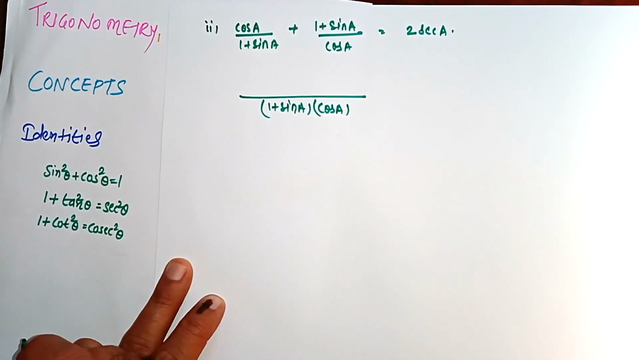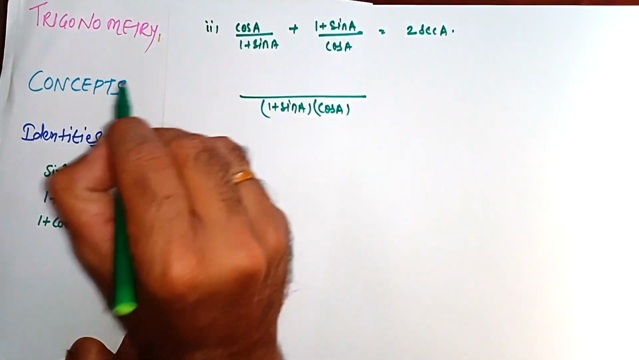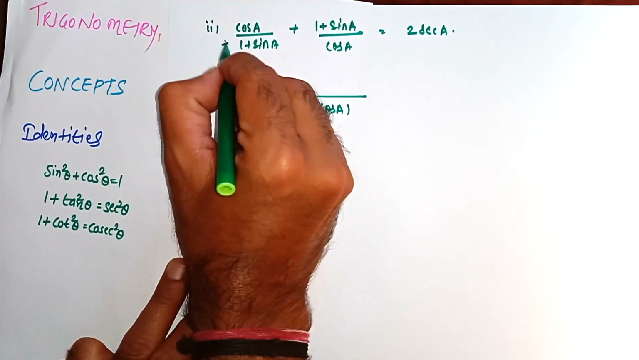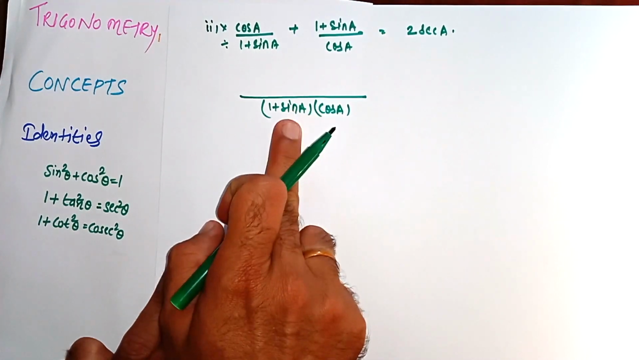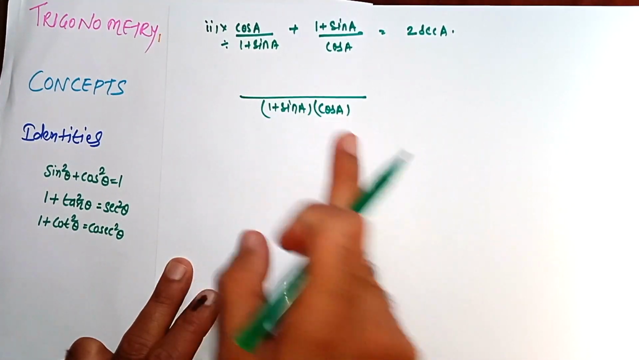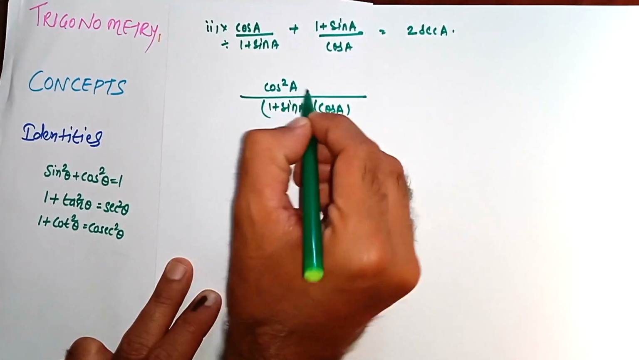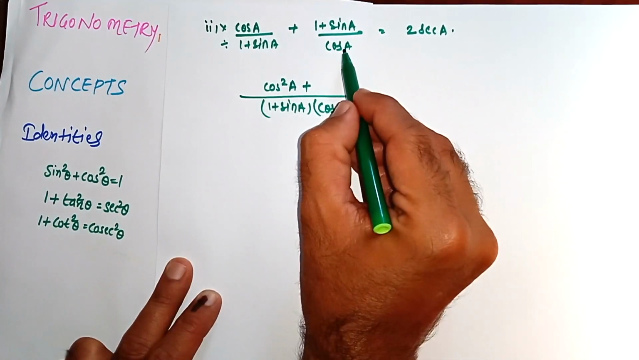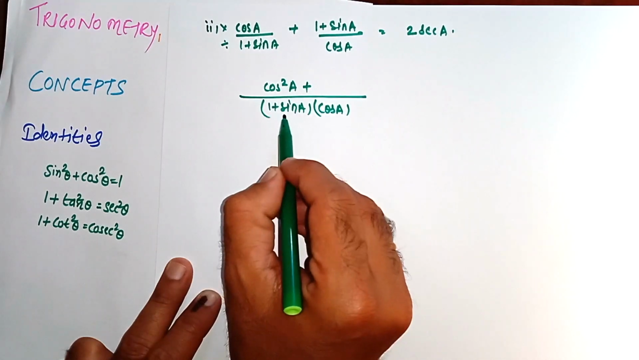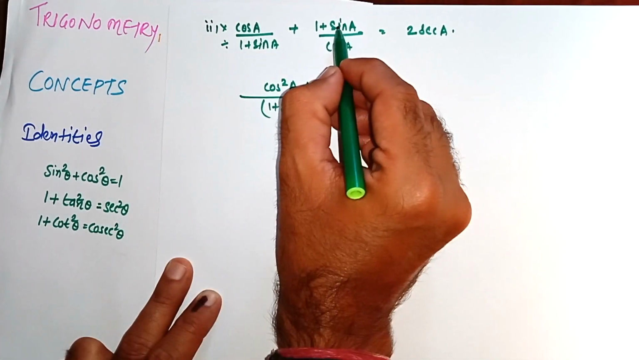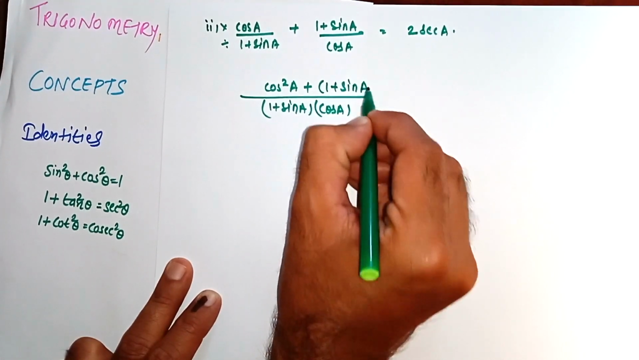So let's apply the divide and multiply rule. You should not write this in the exam paper, but to explain to you, we divide and multiply. You see, 1 plus sin A is divided by 1 plus sin A, which is 1, and we are left with cos A. This cos A will be multiplied by this cos A, which will become cos square A. Then again the addition sign. This cos A will be divided by this cos A, which will become 1. We are left with 1 plus sin A, which will be multiplied by this 1 plus sin A. So we are getting 1 plus sin A whole square.